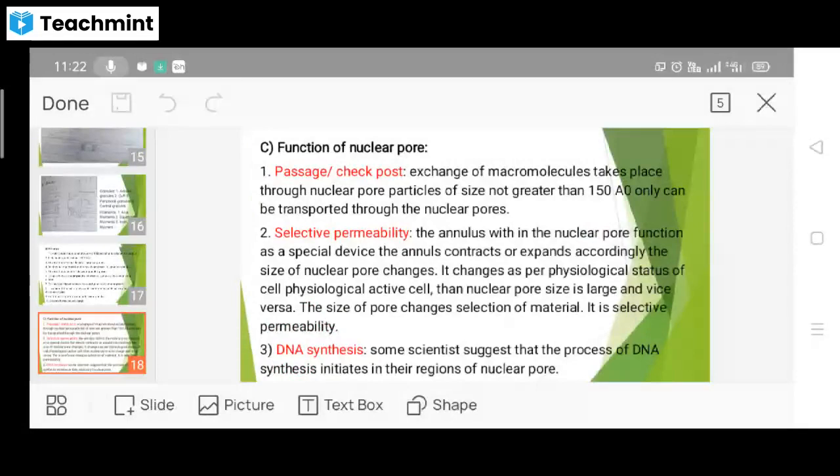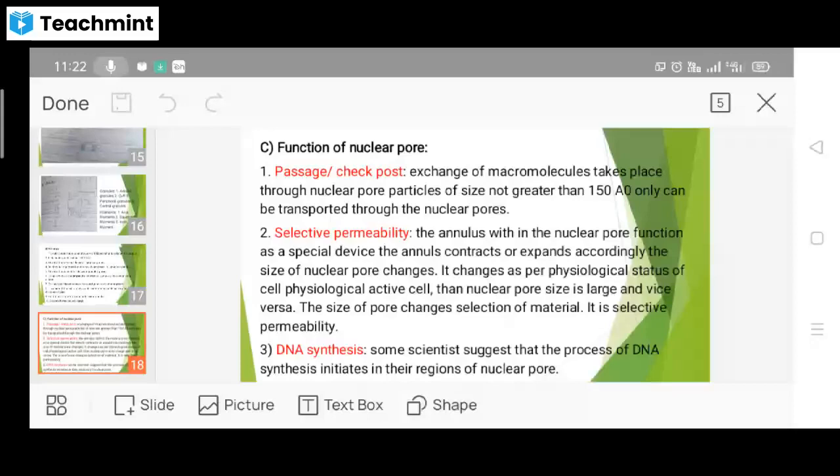So those particles having the size not greater than 150 angstrom units, only those particles can be passed or transported through this nuclear pore. जिस पार्टिकल की साइज 150 एंगस्ट्रॉम यूनिट से ज़्यादा बड़ी नहीं है, वैसे ही पार्टिकल्स थ्रू दिस न्यूक्लियर पोर पास हो सकते हैं. उससे जो बड़े वाले रहेंगे वो पार्टिकल्स वो न्यूक्लियर पोर से पास नहीं हो पाएंगे. Then the second function is the selective permeability.